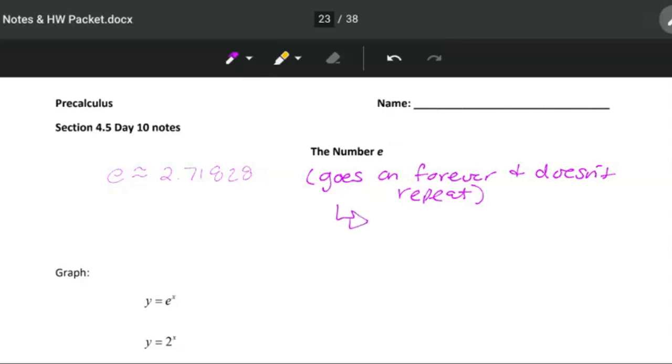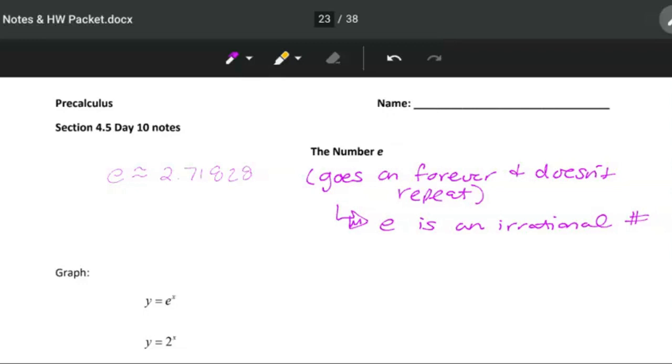So since it does that, we say that e is an irrational number. Basically, a rational number could be written as a ratio, as a fraction. You really cannot write e as a fraction. A fraction like 1/3, if you typed 1/3 into a calculator, you'd get 0.33333 repeating. Something that repeats can be written as a ratio, or a fraction, and is a rational number. Something that goes on forever and doesn't repeat is considered an irrational number.